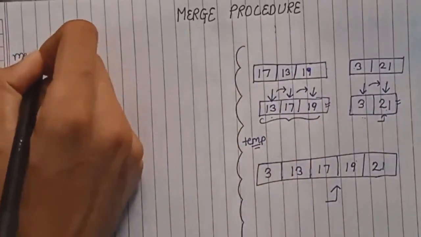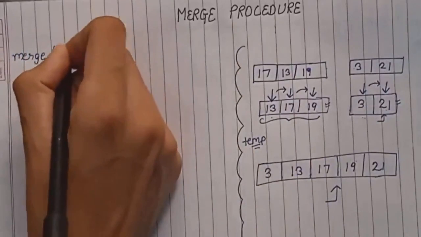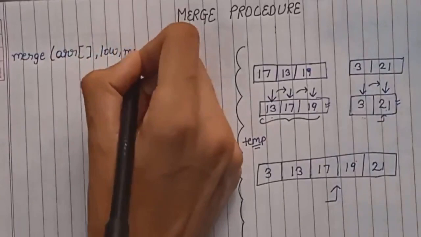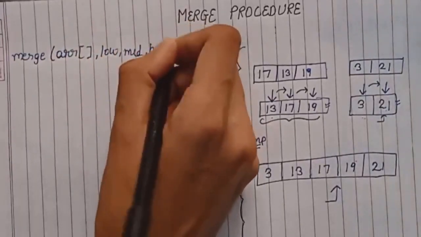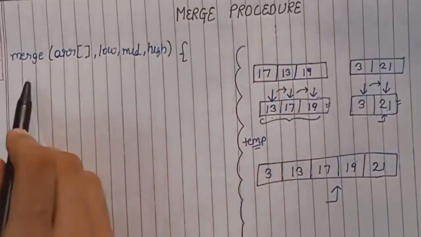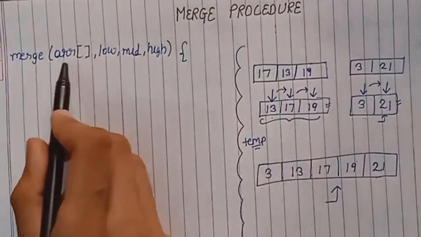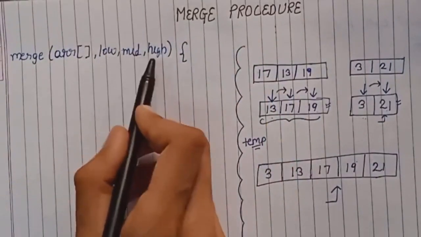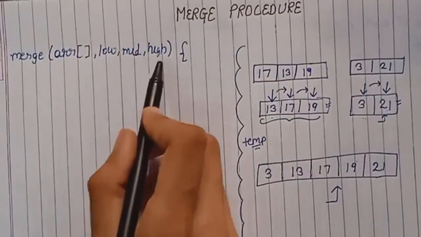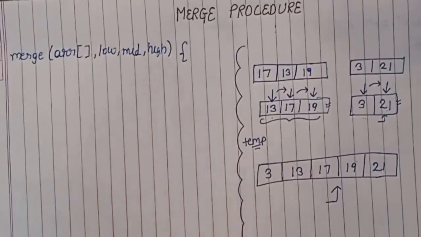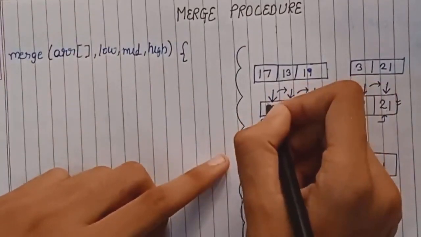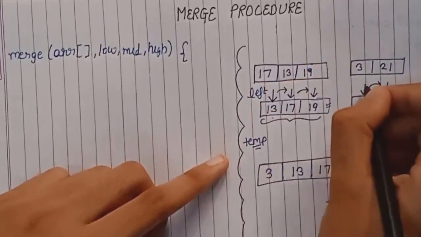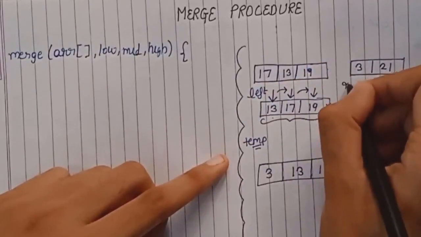So it is merge. This merge procedure takes as parameters the array which it needs to sort, the lowest index, the middle index and the highest index. So let me just tell you the terminologies that I am going to use here. The pointer that I will be using for this left array will be named left, and the pointer that I will be using for this right array will be named right.